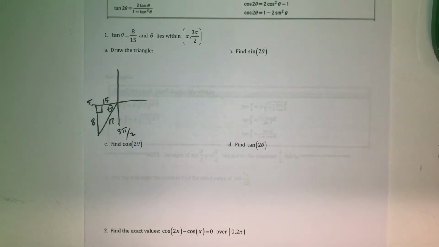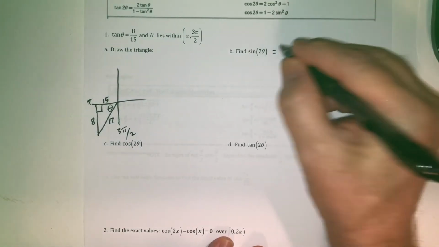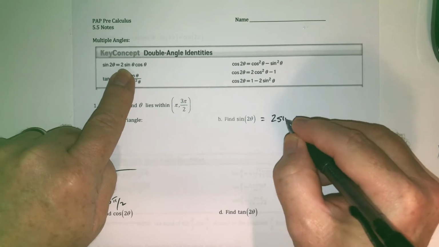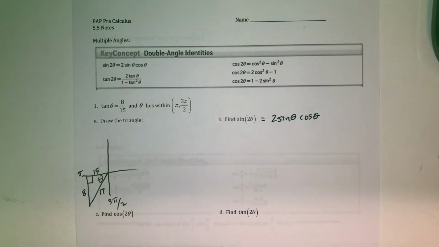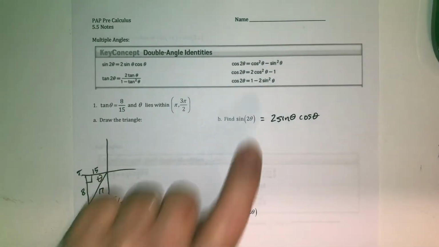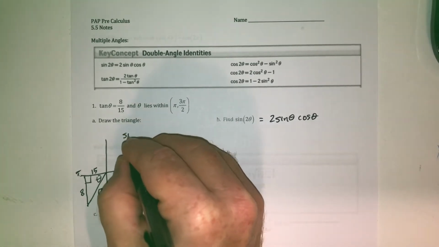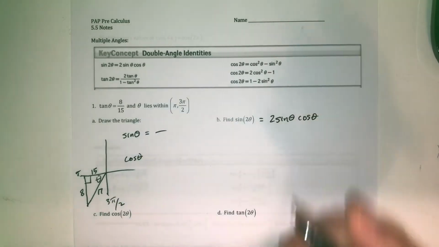And next, part B says to find the sine of 2 theta. Well, the sine of 2 theta, as it says right here, is 2 times the sine of theta times the cosine of theta. So I need the sine and the cosine in order to find the sine of 2 theta. Okay, so I'm going to come back over here, and I'm going to find the sine and the cosine of theta. Let's start with the sine.